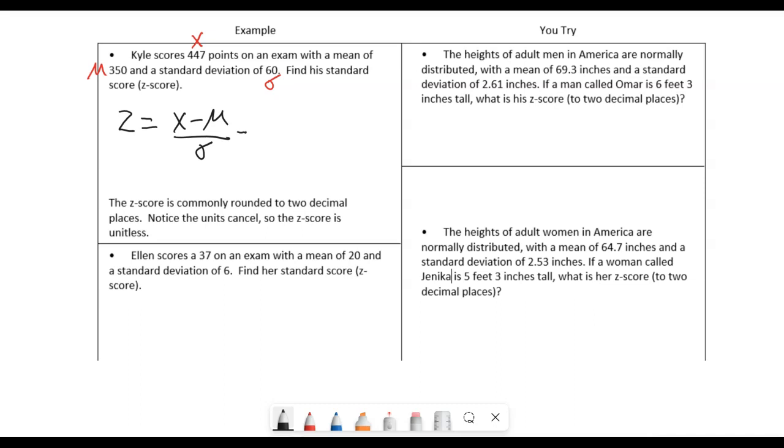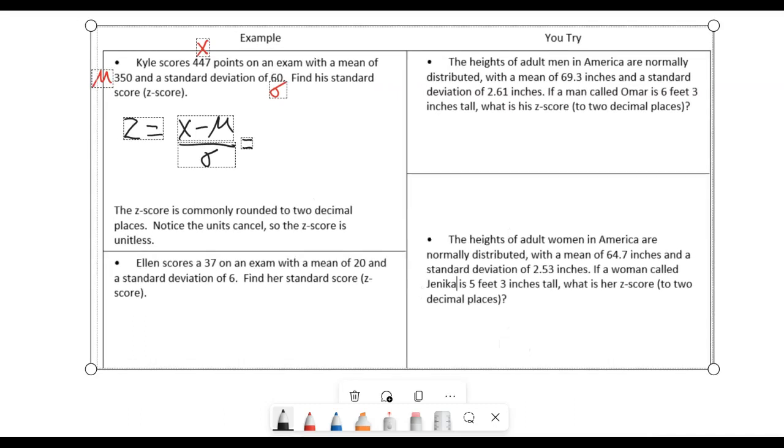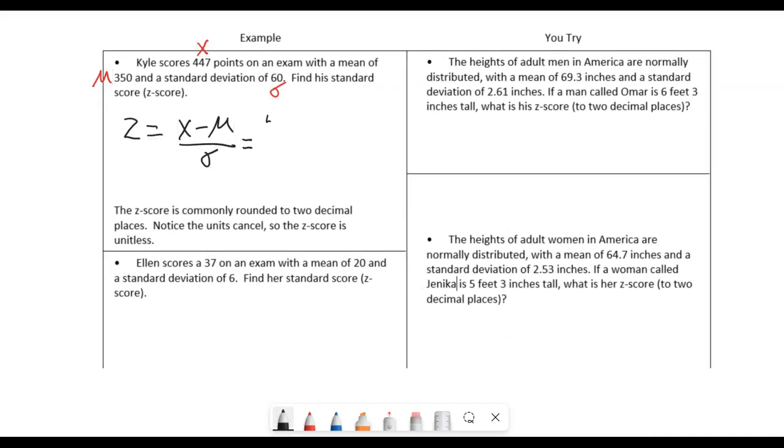I'm going to follow through with the units so you can see that they reduce. 447 points minus the mean, which is 350 points, divided by the standard deviation, 60 points.